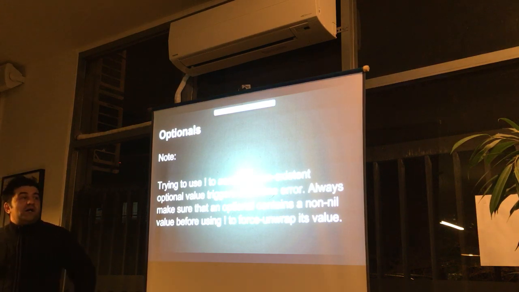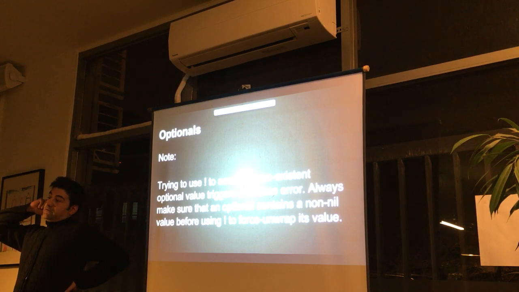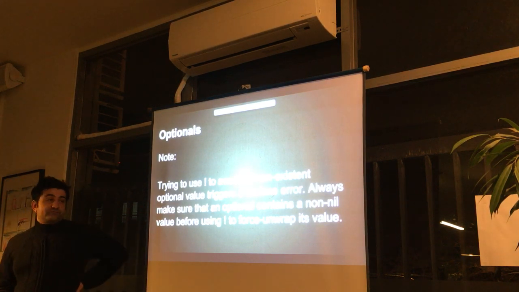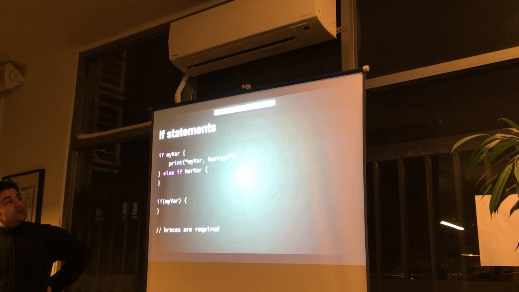So I don't know about you guys, I saw a lot of that when I was playing around with Swift, getting runtime errors while trying to access a non-existent variable for some method. If statements, self-explanatory, some style here. You can use parentheses or not. You'll never see them anymore.